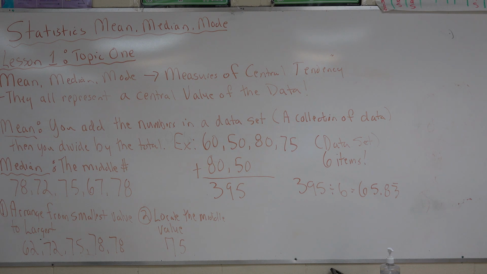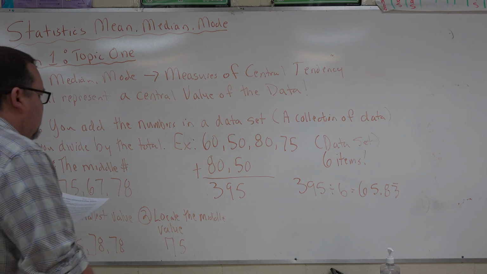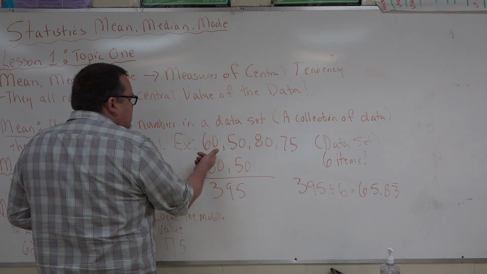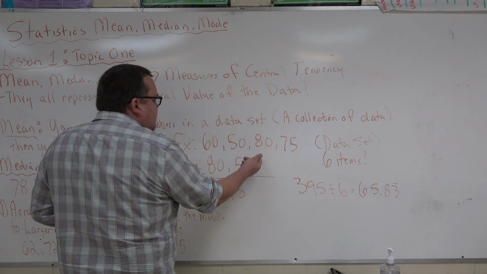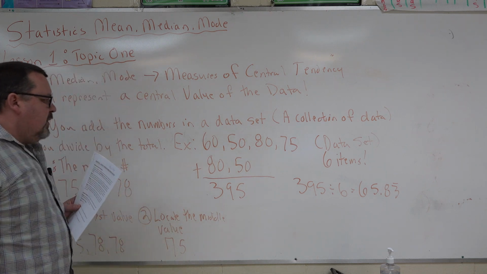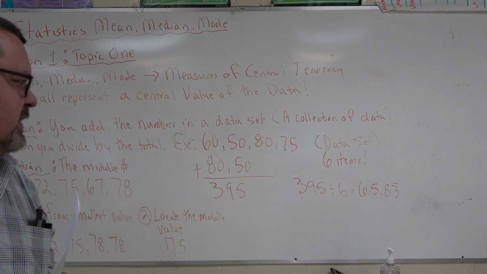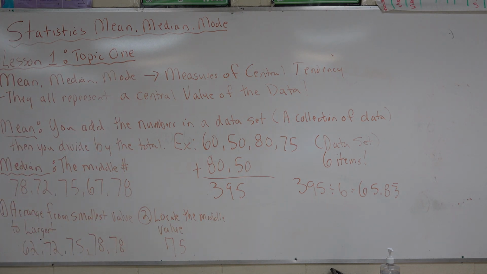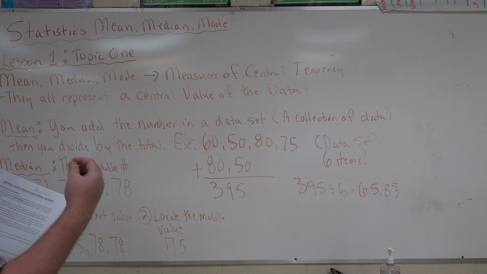So what I did is I created a different example than what's on the page, but I'll also talk about this example and quickly about the one on the page. Let's say these grades here represent 60%, 50%, 80%, 75%, 80%, and 50%. That's a data set of 6 items. Those could be test scores, or a person's final grades for the semester, for the year. They represent a piece of data.